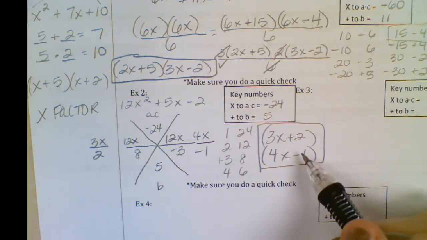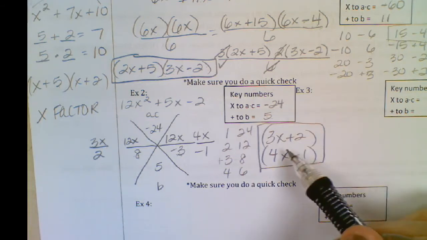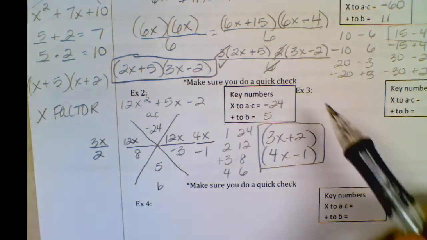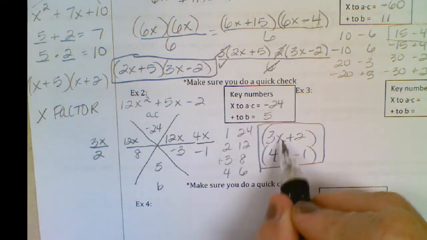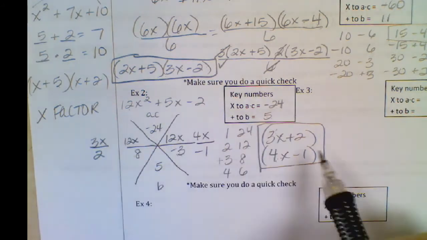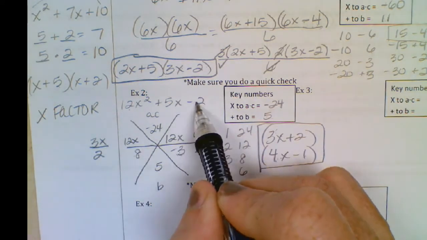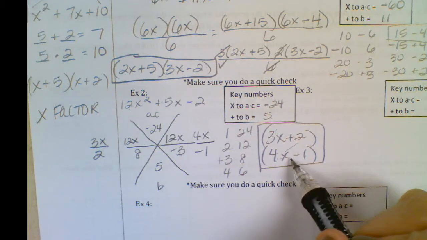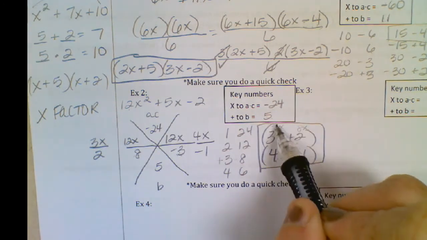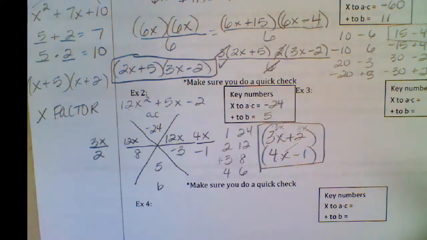If you stack your factors on top of each other, it's actually really easy to check your work and make sure that you factored correctly. So if you go right down top to bottom, 3x times 4x is 12x squared. 2 times negative 1 is negative 2. Then if you check your diagonals, you would have 8x and negative 3x. Negative 3x plus 8x is 5x, which is our middle term.